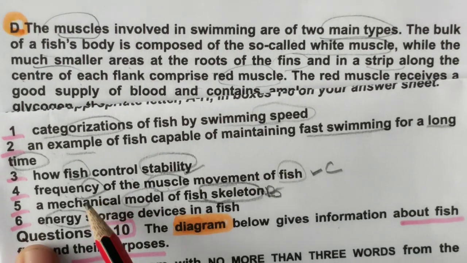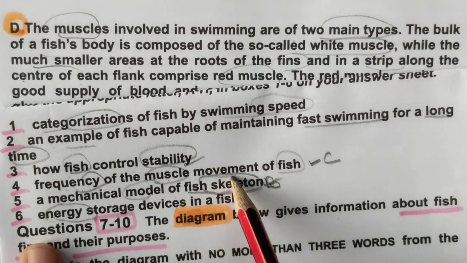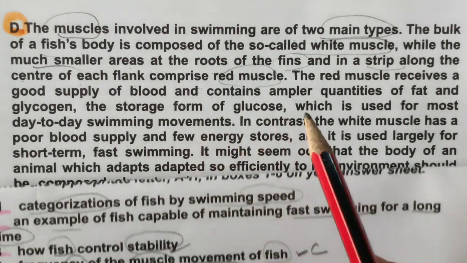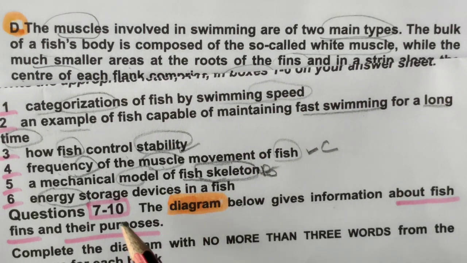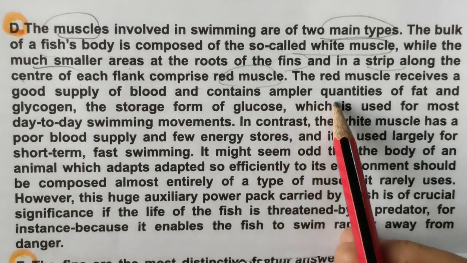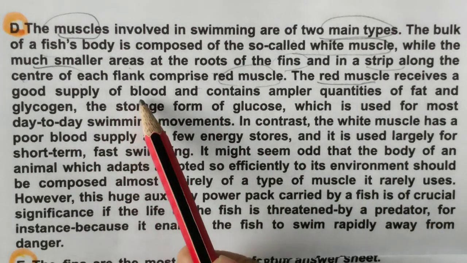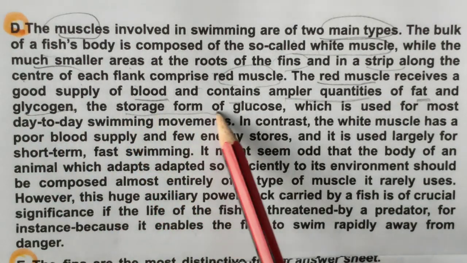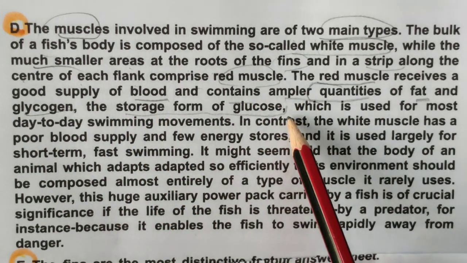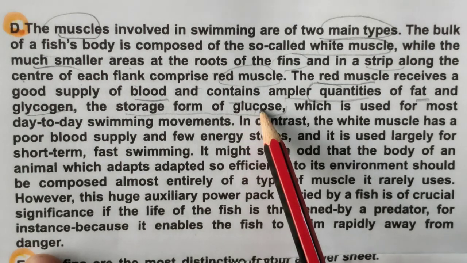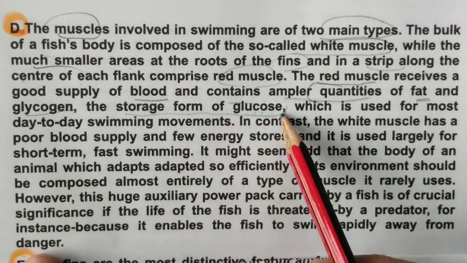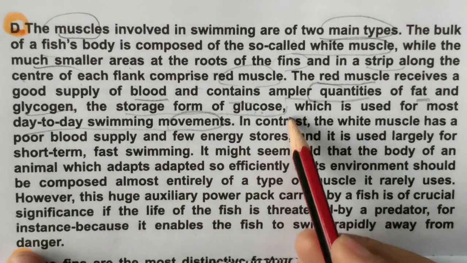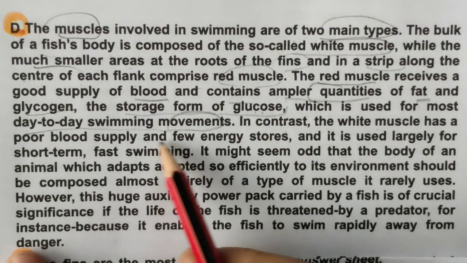So muscle frequency of muscle movement of fish, no, we can't say, because here they have started talking about two types of muscle. Okay, let's read it a little bit more. The red muscle receives a good supply of blood, contains ample quantities of fats and glycogen, and stores glucose. So what is this? These are also energy. Glucose, sugar gives us glucose, and glucose gives us energy actually, which is used for most day-to-day swimming movements. In contrast, the white muscle has a poor blood supply.